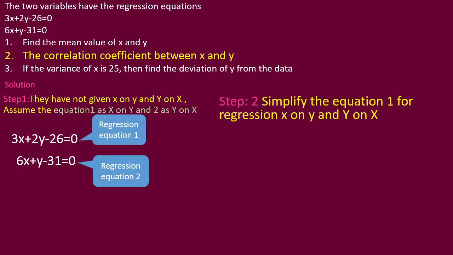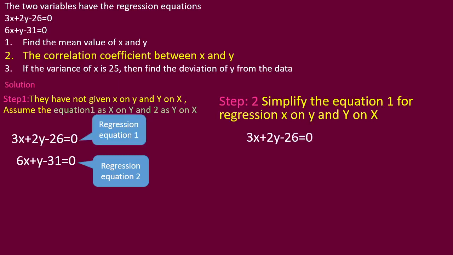So step 2, simplify the equations for the regression x on y and y on x. We need to find out the regression equations x on y and y on x. Once we get the regression coefficients, we can easily calculate the correlation, because the correlation formula is r equals square root of bxy into byx. So first we need to find out bxy and byx.